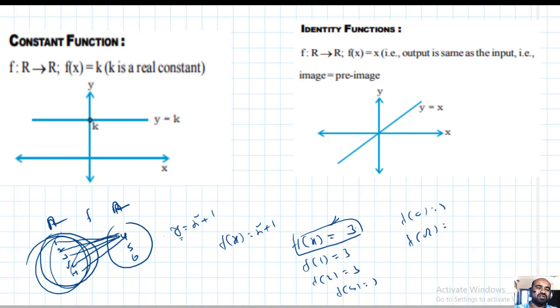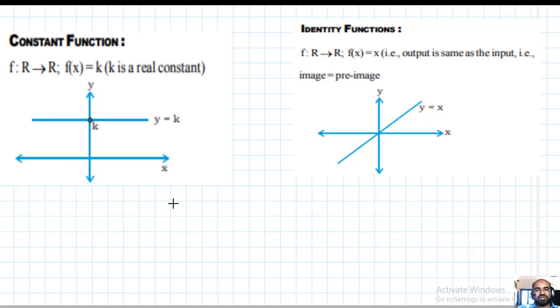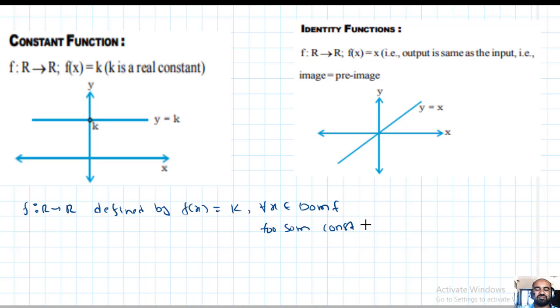Observe the definition here. f of x equals k for every x belongs to the domain. They should write like that. I will write again. Okay, students, listen. f maps R to R, a function defined by f of x equals k for every x belongs to the domain of f, for some constant k belongs to the codomain. Okay, this is the definition of a constant function.